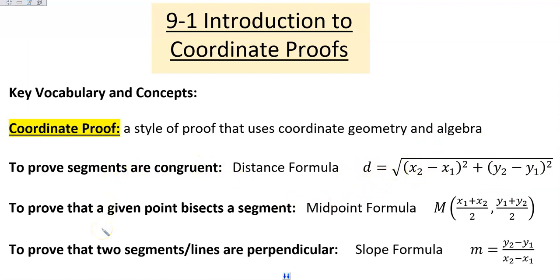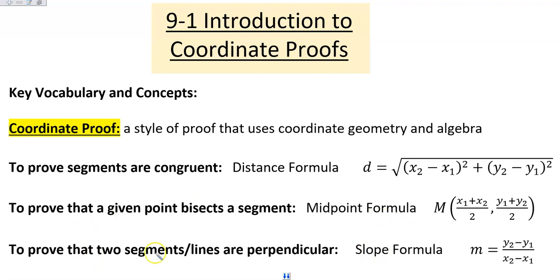If I want to show that segments bisect each other, or a point is the midpoint, or any point bisects a segment, that's going to be our midpoint formula. Because if I'm bisecting a segment, the point on that segment is the midpoint.